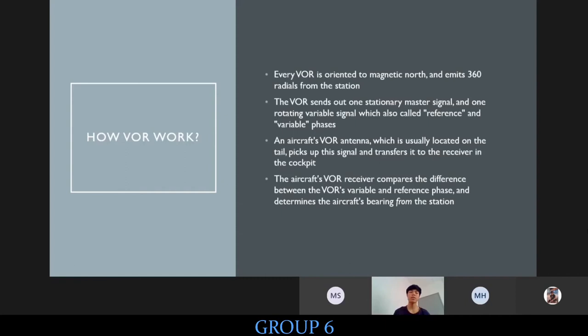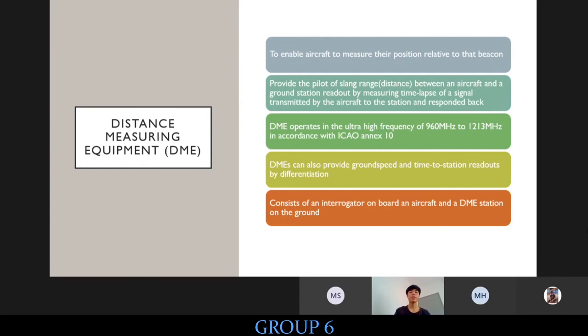Okay, now is distance measuring equipment, DME. DME is a radio navigation technology that measures the distance between aircraft and ground station. The function of DME is to enable aircraft to measure their position relative to that beacon. It provides the pilot with slant range between an aircraft and a ground station readout by measuring the time lapse of a signal transmitted by the aircraft to the station and the response back.